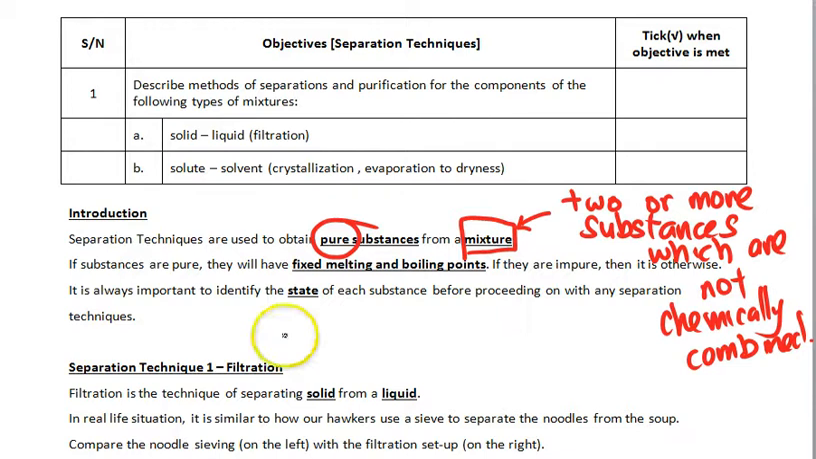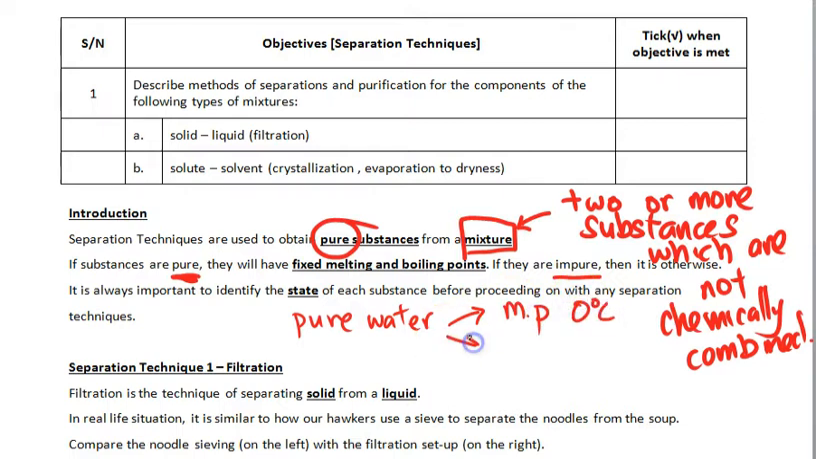Okay, now the other thing is this: if substances are pure, they have fixed melting and boiling point. And of course, if they are impure, it will be otherwise. So for example, we have water. Pure water, we talk about pure water here. It will have a melting point at 0 degrees Celsius. And you have a boiling point at 100 degrees Celsius.